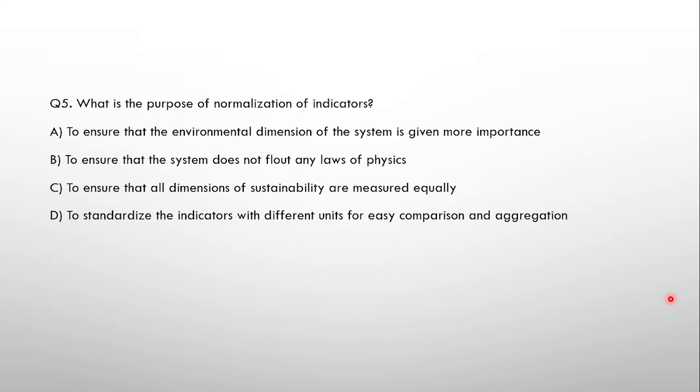So what is the purpose of normalization of indicators? So this is something from the first lecture. All right, so you should be able to answer this. A is to ensure that the environmental dimension of the system is given more importance. B, to ensure that the system does not flout any laws of physics. C is to ensure that all dimensions of sustainability are measured equally. Or D, to standardize the indicators with different units for easy comparison and aggregation.